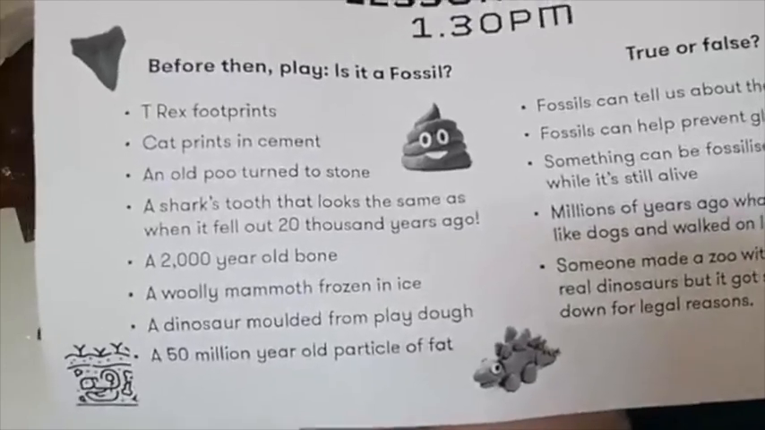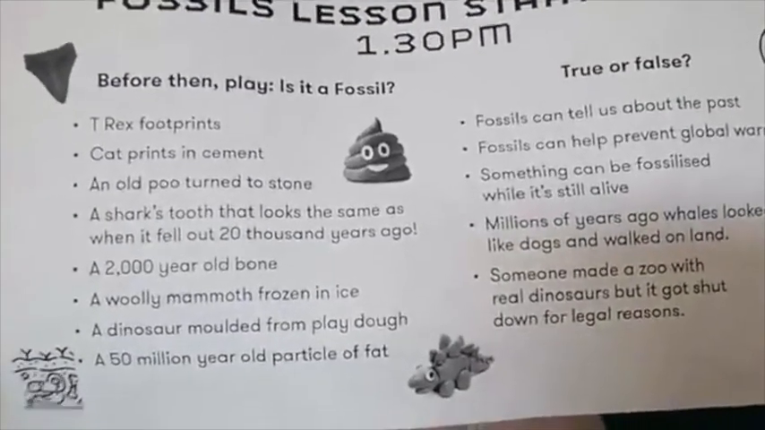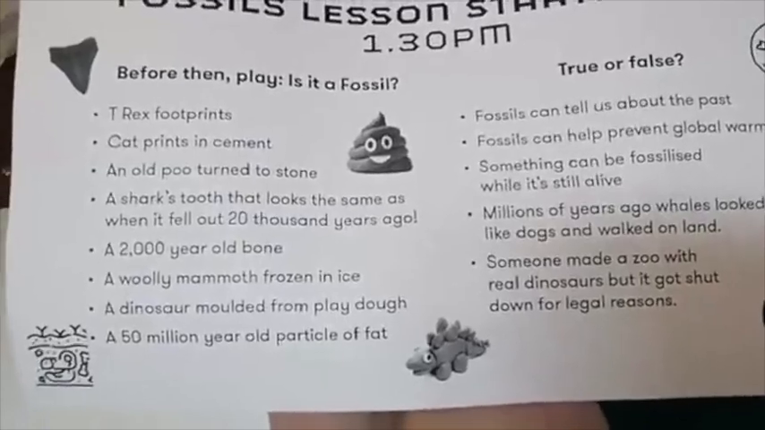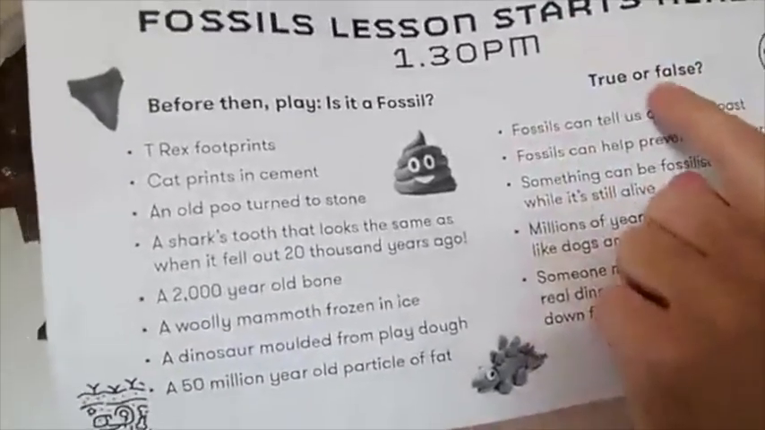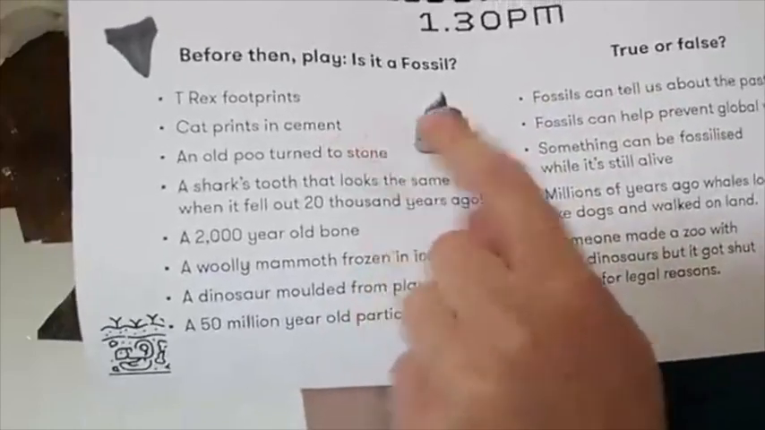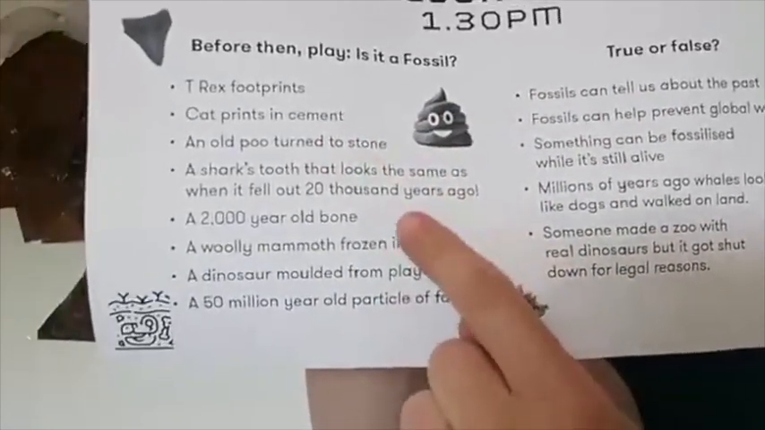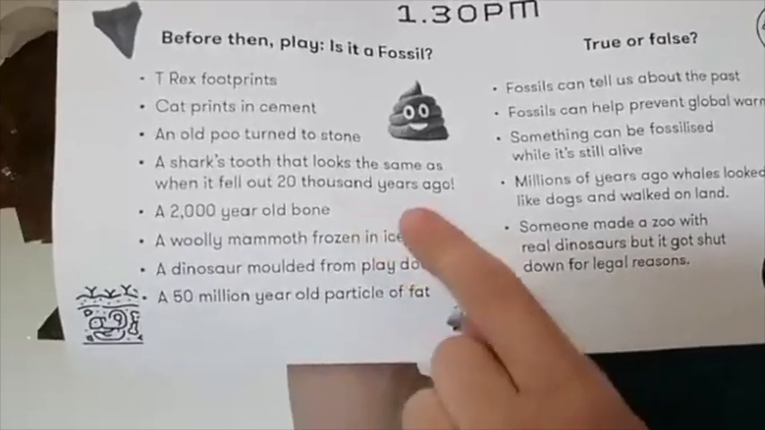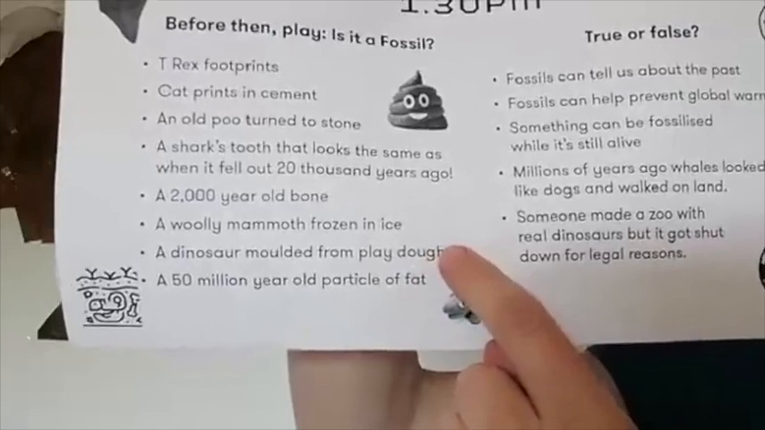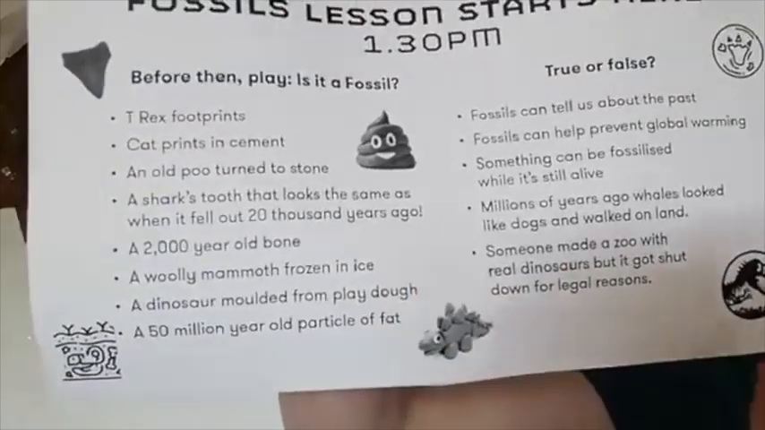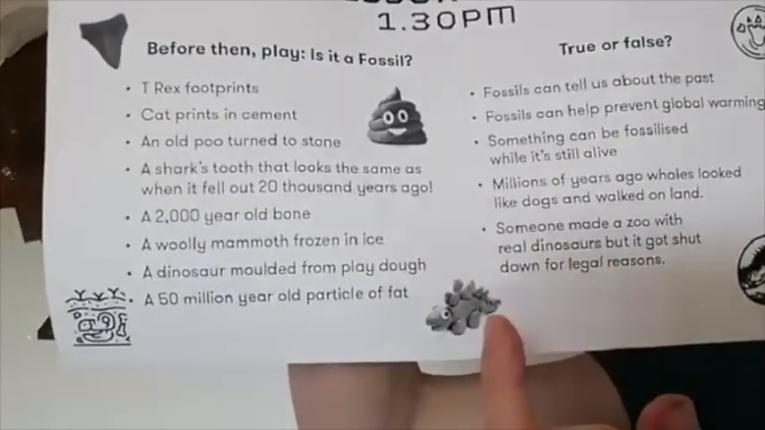First thing you need to know about fossils is usually scientists say that anything 10,000 years old or over is a fossil. So cat prints in cement, not a fossil, they're not old enough. Even a 2,000-year-old bone is not old enough to be a fossil. And Play-Doh, yeah, definitely not old enough to be a fossil. Fossils, we usually think of them as being body parts.